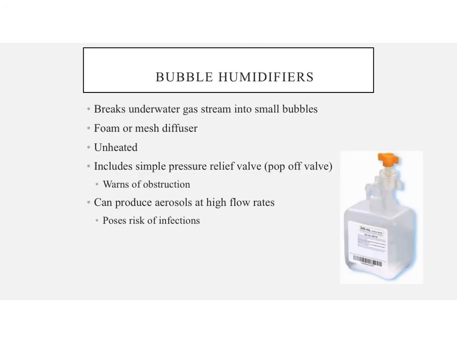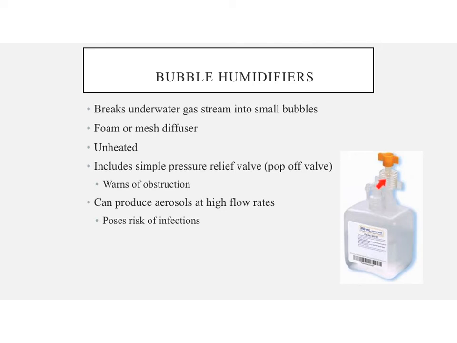Let's talk about bubble humidifiers. So these humidifiers are active humidifiers. And what happens with these humidifiers is gas is directed through the bubbler. So you can hear it called bubble humidifier or bubbler. So this here is a bubbler. Gas is directed here into a column of water. So the water is going to break up underwater into smaller bubbles. It uses a foam or mesh diffuser, so that's going to force the gas to break up into smaller bubbles.